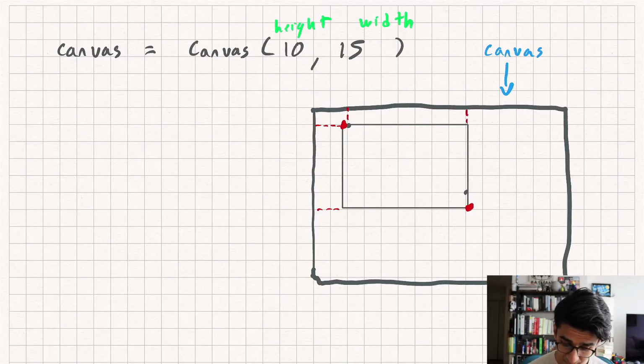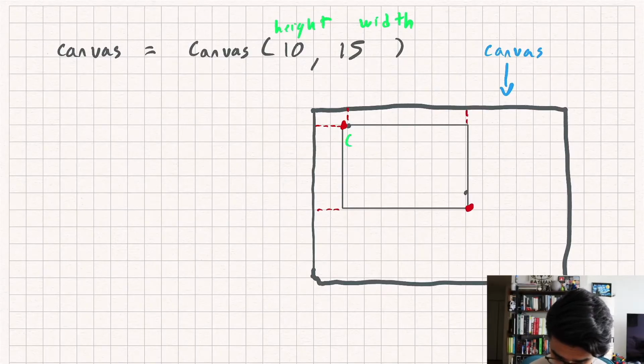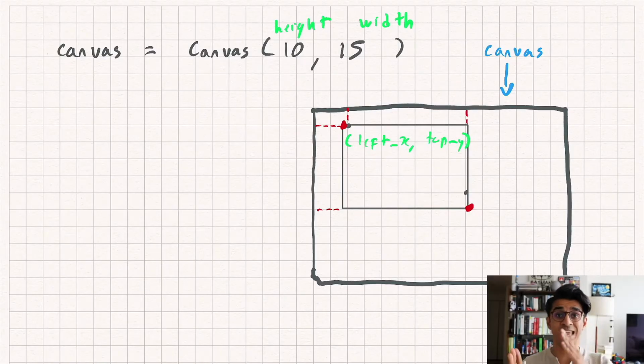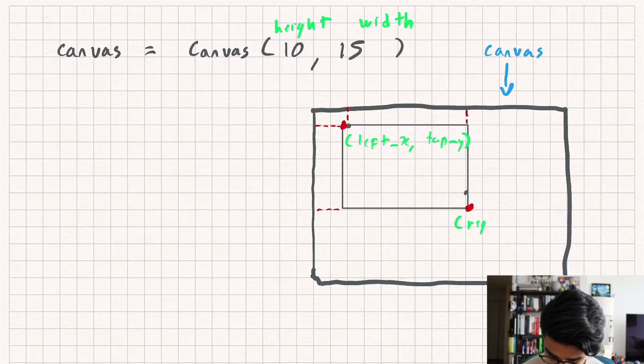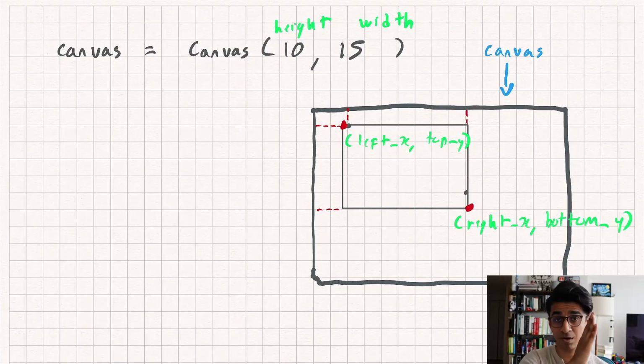And we should give these things names so it's easy for us to reason about exactly what each of these coordinates are. So what I'm going to say is that this coordinate up here is left x, top y. Essentially the x coordinate of the left of the rectangle and the y coordinate of the top of the rectangle. And equally, this coordinate over here is going to be right x and bottom y, because it is the x coordinate of the right side of the rectangle and the y coordinate of the bottom of the rectangle.